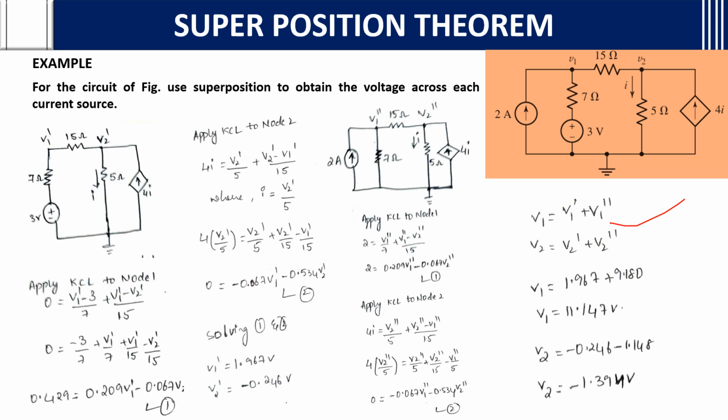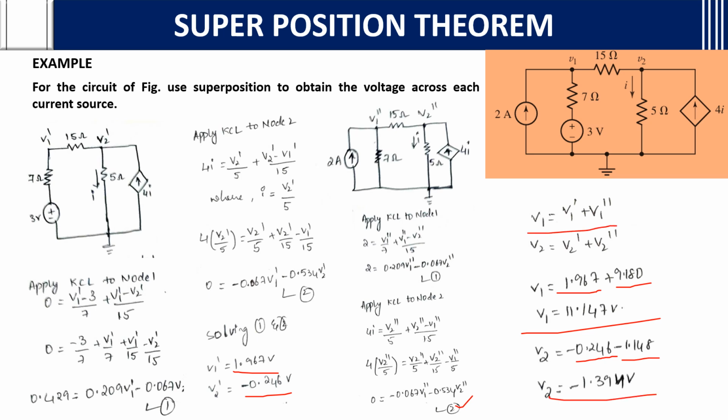After getting that, V1 equals V1 dash plus V1 double dash, and V2 equals V2 dash plus V2 double dash. Here I forgot to put the values of V2 double dash and V1 double dash, but I have mentioned them here. V1 dash we got as 1.967 and V2 dash we got as minus 0.246. V1 double dash we got as 9.180 and V2 double dash as minus 1.148. If you do it with a calculator, you will get V1 and V2.